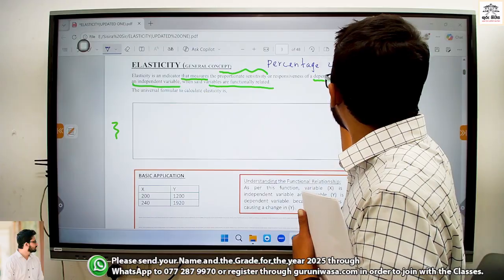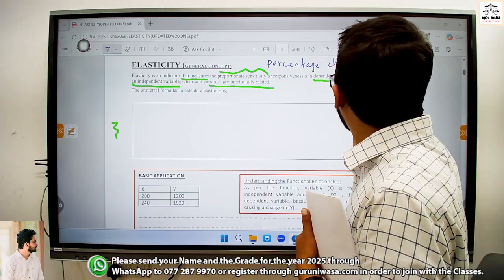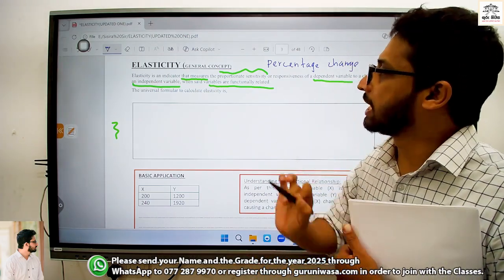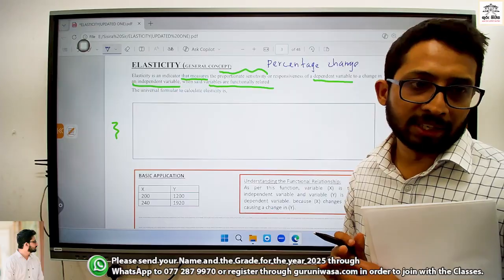Percentage change of dependent variable to a change in independent variable.